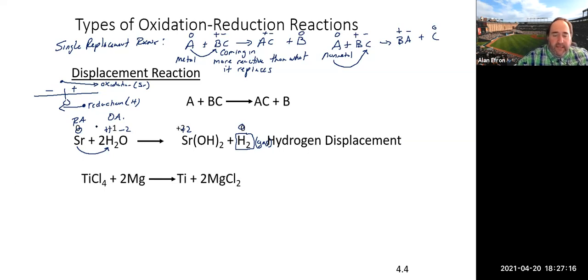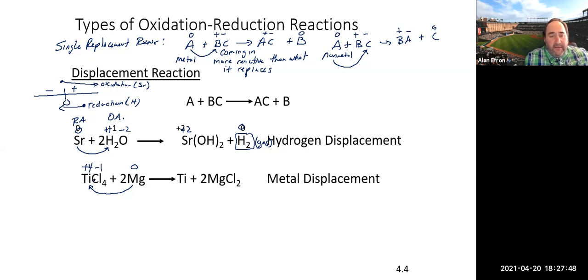Here's another example, but this is what is sometimes referred to as a metal displacement. Same situation. This one is positive, this one is negative, and this one has no charge. It's going to come in and kick out the positive one, resulting in the metal getting kicked out, coming out by itself. What's happening with our oxidation states? Chlorine is -1 in this ionic compound. That's going to be a -4 total, which means the Ti is +4.